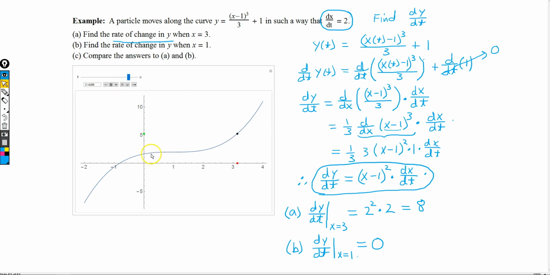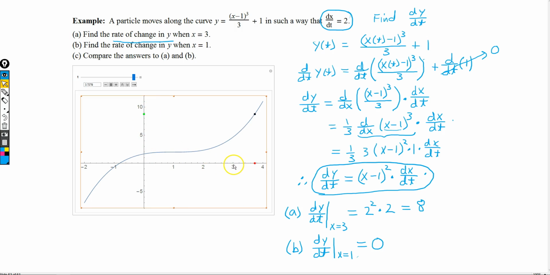If we watch the graphic here, you'll notice that right when the red dot passes 1, the green dot comes to a stop. That's indicating part B down here: dy/dt when x is 1 is equal to 0. Watch that again. The green dot will come to a stop right when x passes 1, and then it continues.